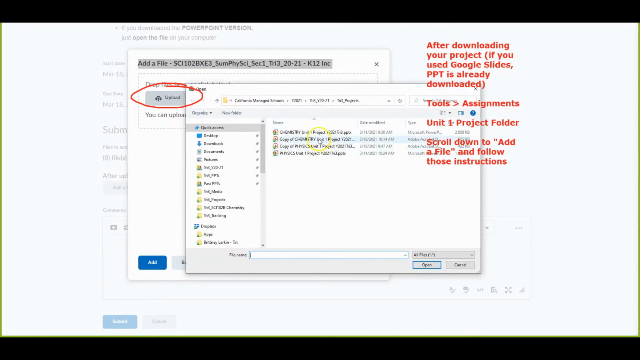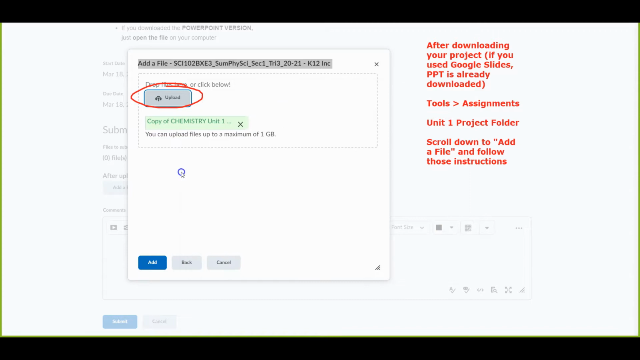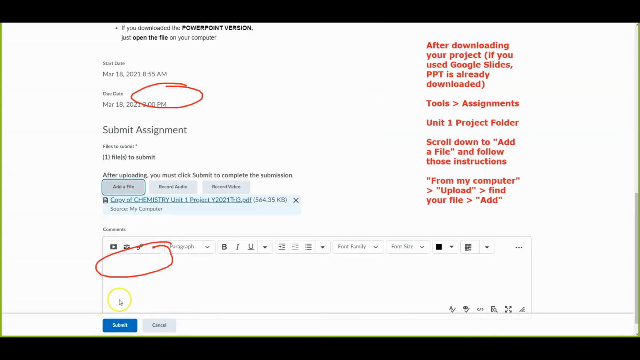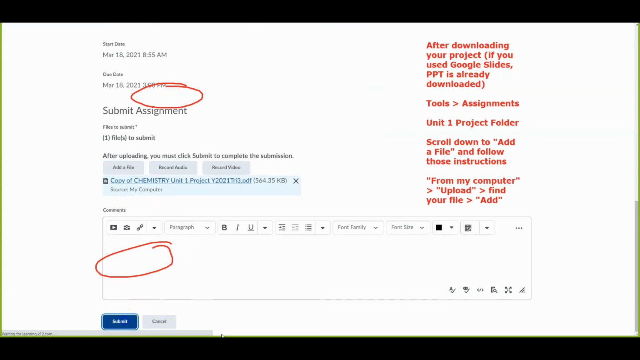So here's my copy of my chemistry project. And then you can go ahead and click add down here. All right, so again, we go to add a file and then my computer, and then upload, find your file, and then click add. So just follow the instructions that this module gives you, and click add, and then finally go ahead and submit, and then you are all set.